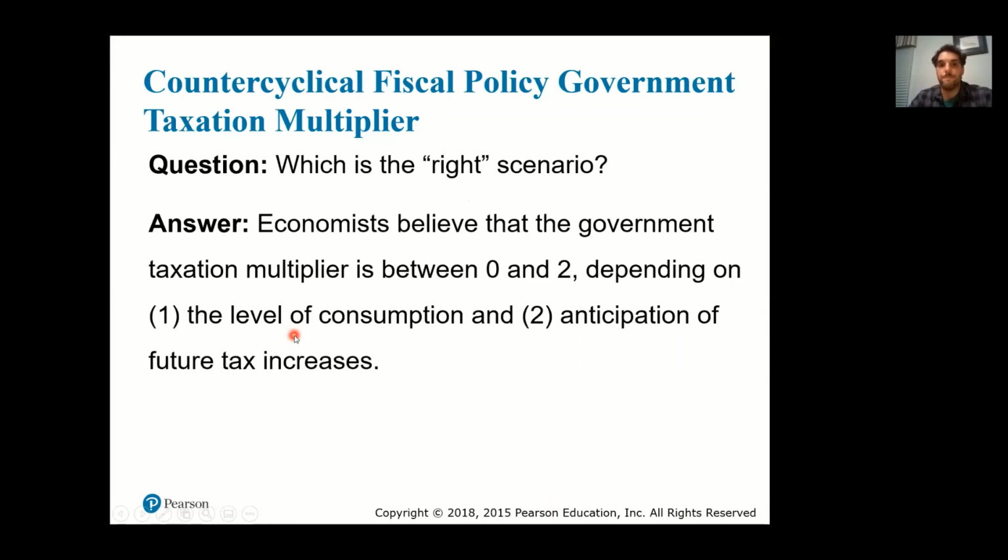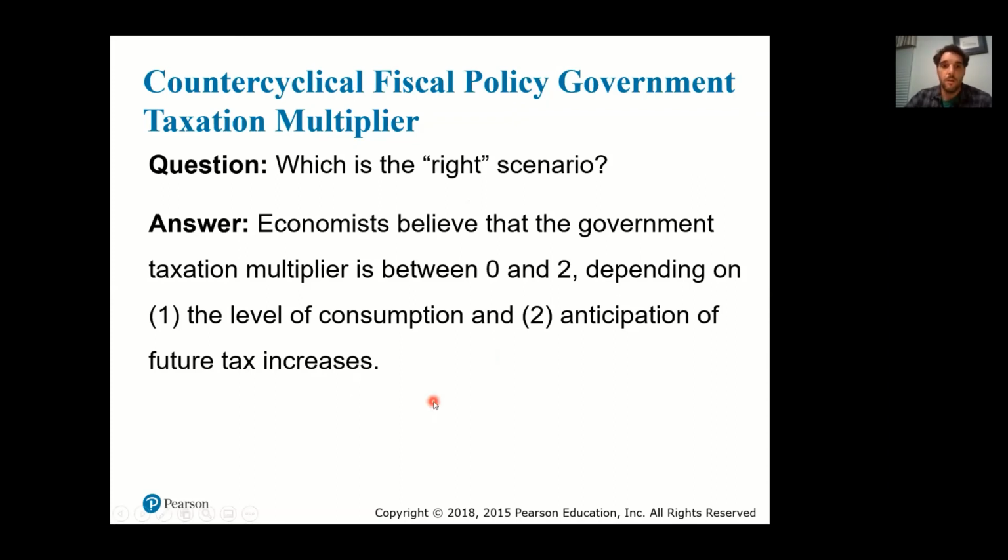So that brings up the question, what's the right scenario? Typically, not surprisingly, the tax multiplier is estimated between 0 and 2. Again, the big factors in determining the value of the tax multiplier are, one, how much of that dollar is used in consumption, and two, if there's a tax cut today, is it going to be followed by a tax increase in the future? If there is, that's going to lead households to want to save that additional dollar today. They're going to save a larger proportion of it in order to be able to pay future taxes later on.